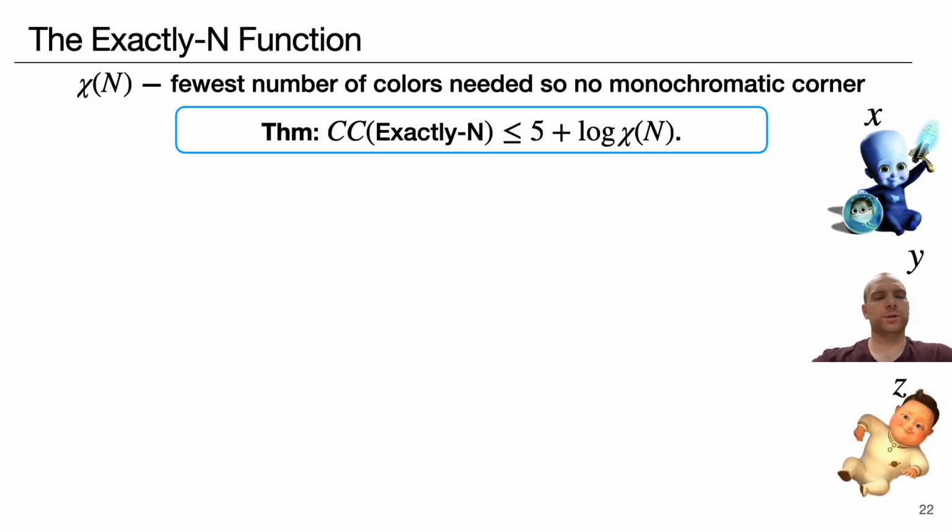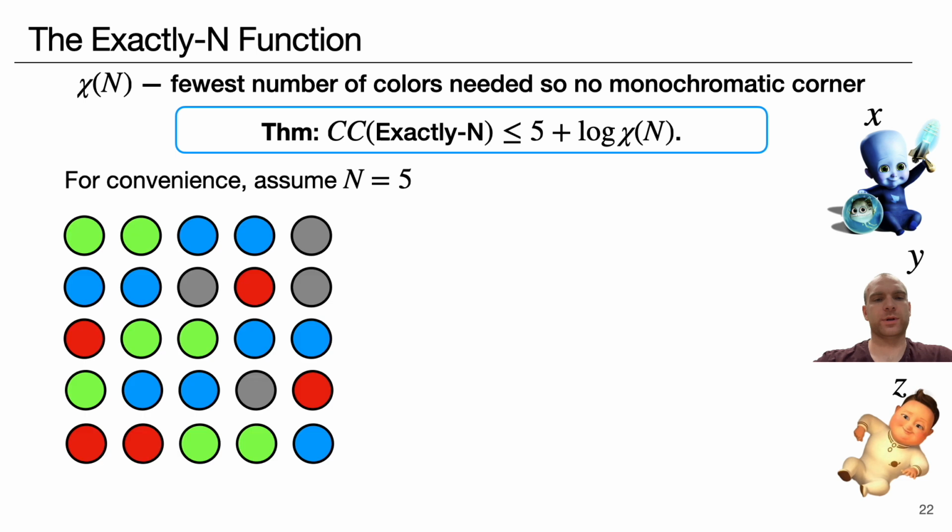All right. So now let me try to sketch the ideas behind this upper bound. So for convenience, let's assume that n is equal to 5, just so I can fit a grid on the screen. So we'll have some 5 by 5 grid of points, and they're colored such that there's no monochromatic corner. And the goal here is to use this grid and coloring to construct a protocol.